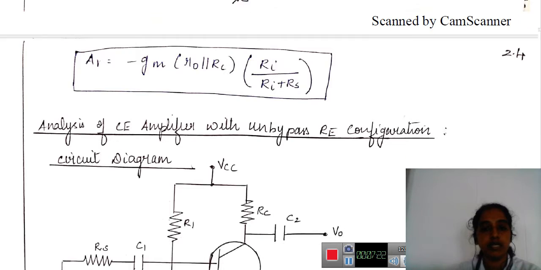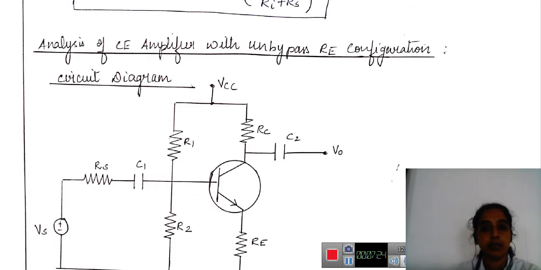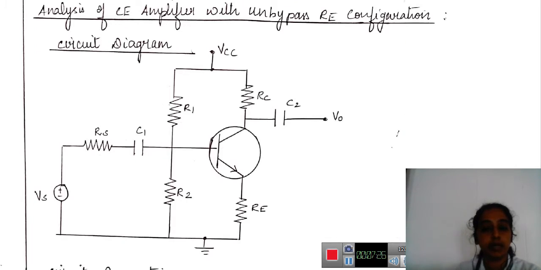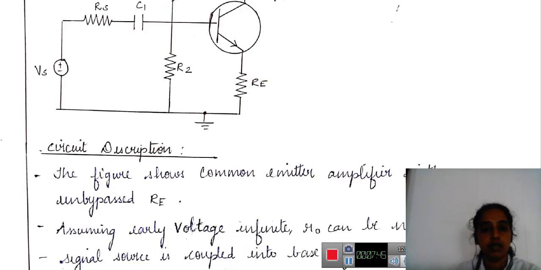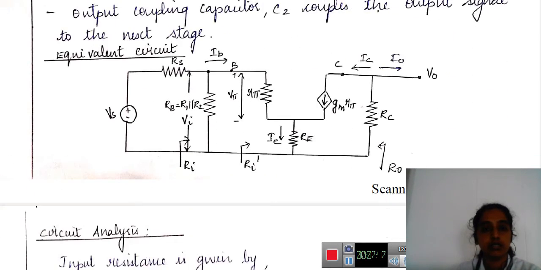So similarly, if I consider the unbypassed circuit, so what is unbypassed? I have not bypassed the value of capacitance here. So there will be a voltage drop here. So I need to consider the value of Re. So look at the equivalent circuit.